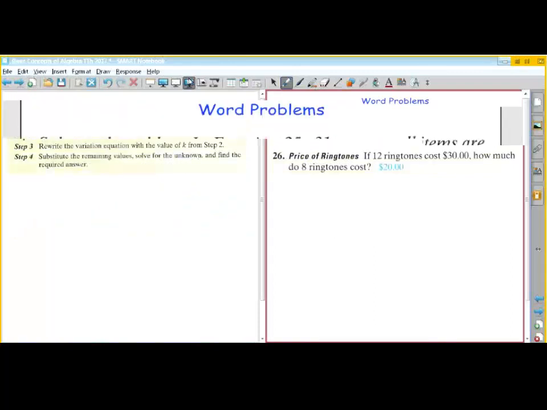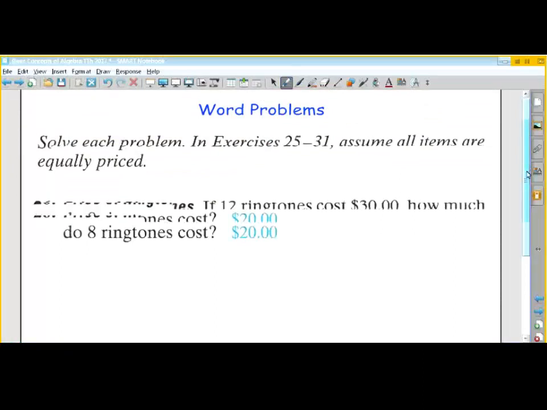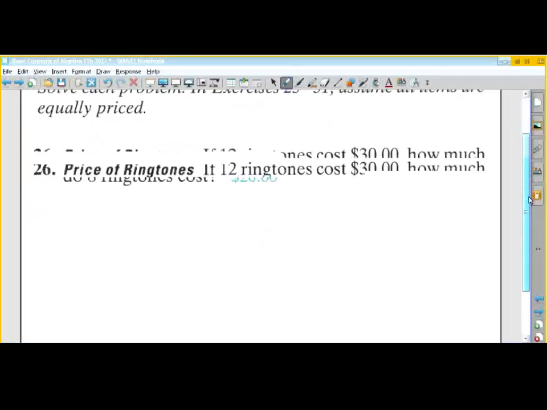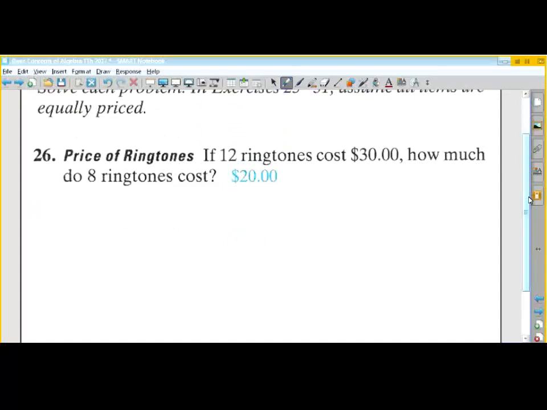Okay, so here are some problems. Let's do some word problems. And I usually include a couple of word problems involving ratios on the test. So it says, if 12 ringtones cost $30, how much do 8 ringtones cost? The answer is 20, but how do we get to that? So this is a proportion, cost to number of items, and it's the same. We're not getting any discount for higher purchases of ringtones.